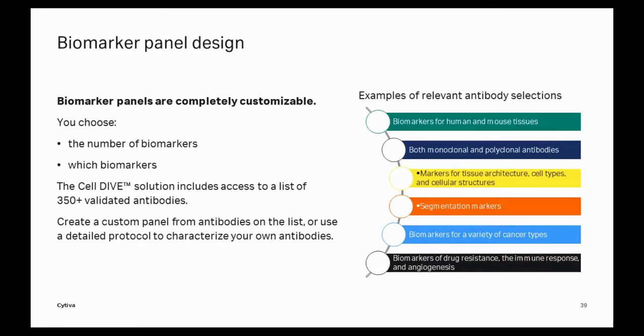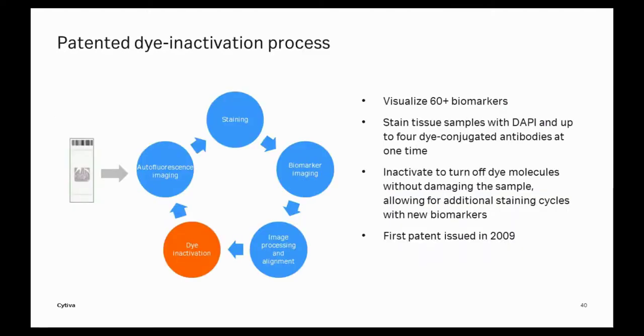Biomarker panel design. So when we say completely customizable, that's really what we mean. You choose which biomarkers. The CellDive solution includes a list of thoughtfully curated antibodies, all of which are commercially available. There are polyclonals, monoclonals, mouse and human antibodies that relate to well-studied and understood disease states and signaling pathways, including the most prevalent modalities of cancer. And if this list doesn't include antibodies that pertain to your area of research, there is within the software a very detailed protocol to allow you to characterize your own antibodies. So we provide you complete flexibility in terms of panel design.